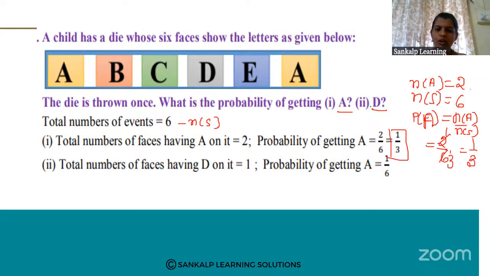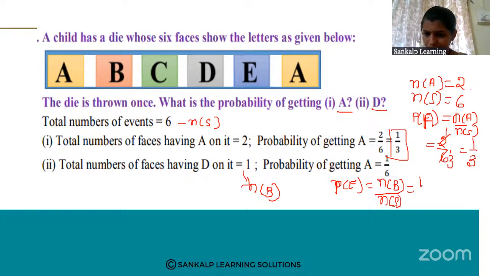Next, the total number of faces having D on it. How many faces have D? Only one, right? So 1. That means n of D is 1. This is the number of favorable outcomes. That is what they asked us. Probability of getting D is n of D divided by n of S. So n of D is 1 divided by n of S, which is 6. Sorry, it is not A, it is D. The probability of getting D is 1 divided by 6. Understood?